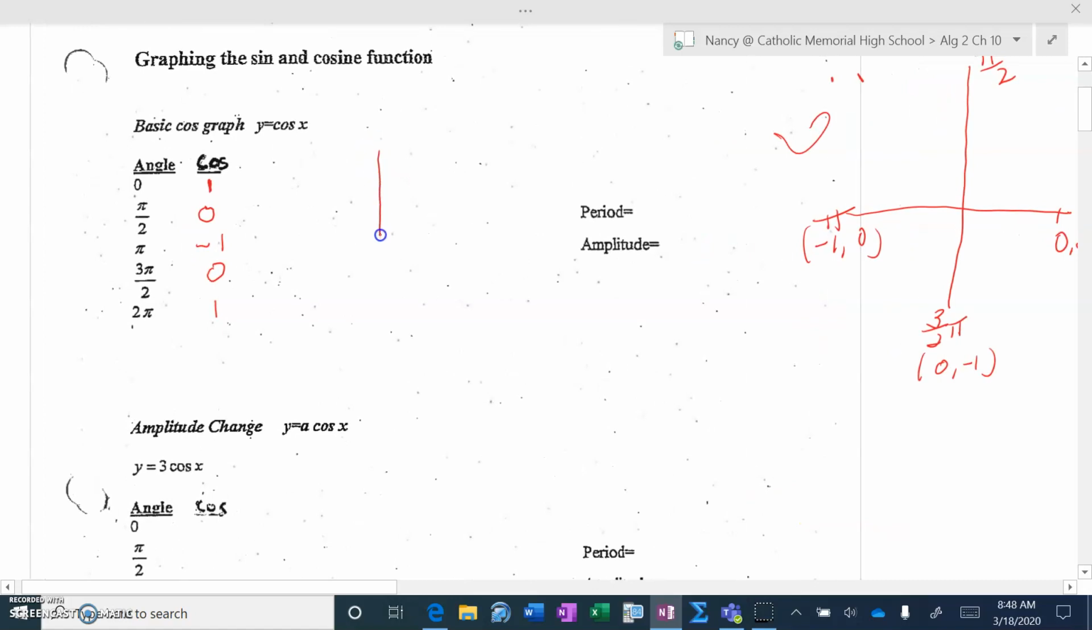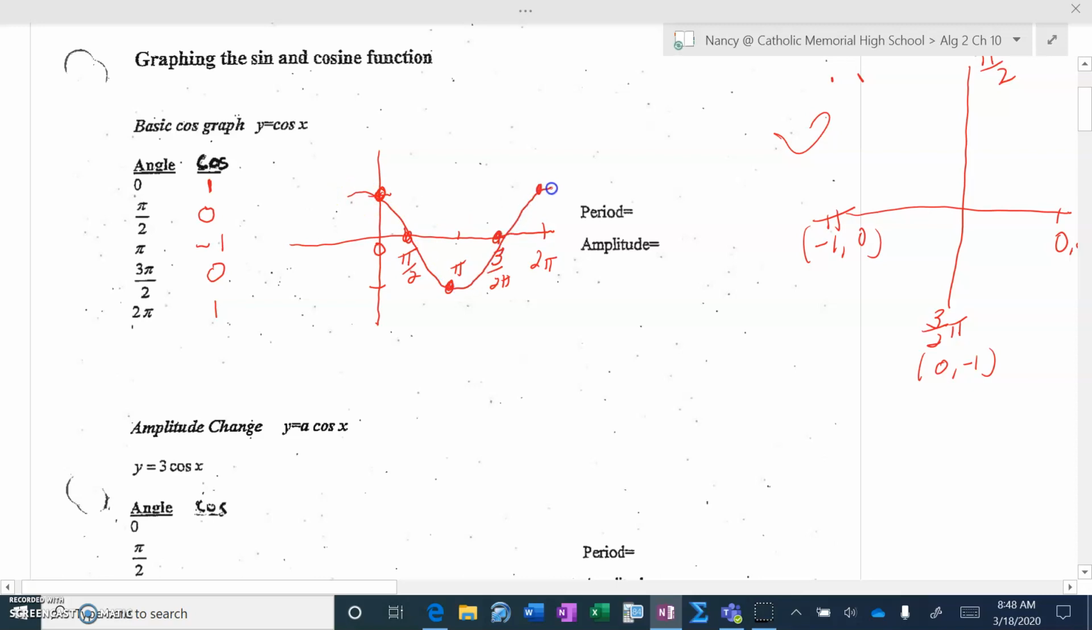So if we look at that graph and how it differs from the sine graph, I'm going to put the critical numbers down here: pi over 2, pi, 3/2 pi, and 2 pi. Remember, there's always 5 critical numbers. The first one, until we start shifting, will be 0. So at 0, we're at 1. At pi over 2, we are at 0. At pi, we're at -1. At 3/2 pi, we're at 0. And at 2 pi, we're back at 1.